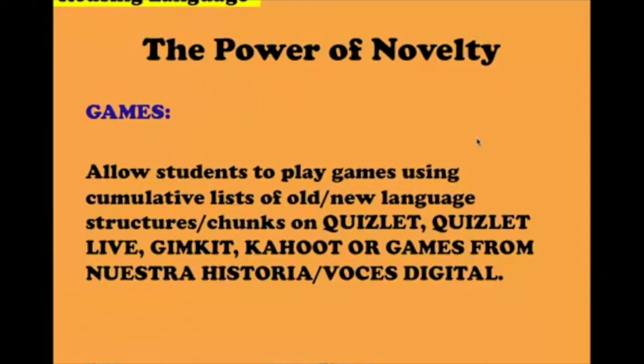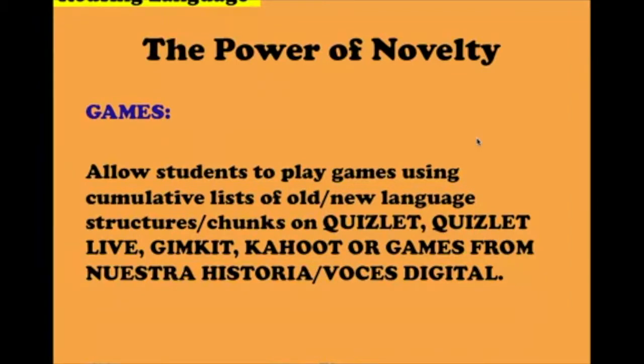Games allow students to play games using a cumulative list of old and new language. Quizlet Live, that's free. Gimkit costs money. If you haven't checked it out, it's really an awesome program. You get 5 free games when you log on for the first time. But I think it's well worth it. And it's so nice because you can just import your Quizlet sets right into that.